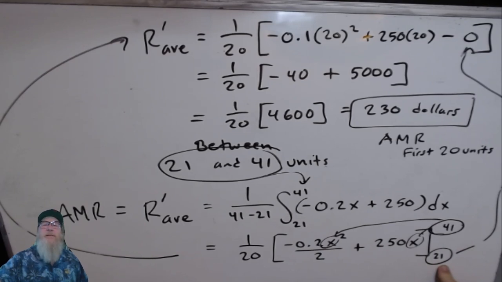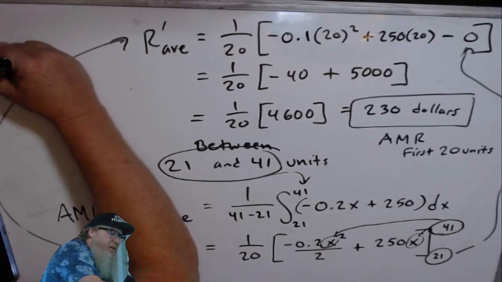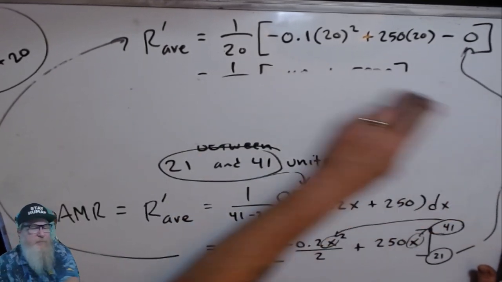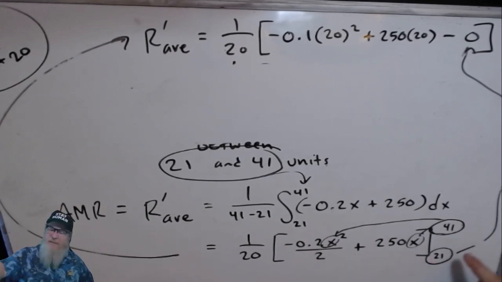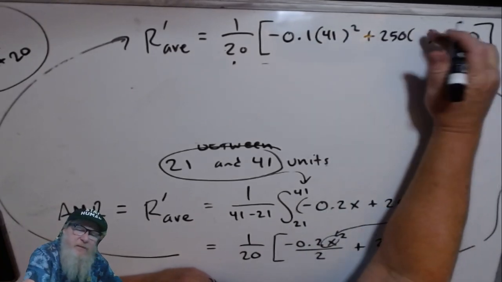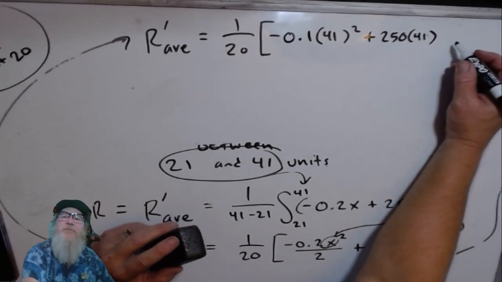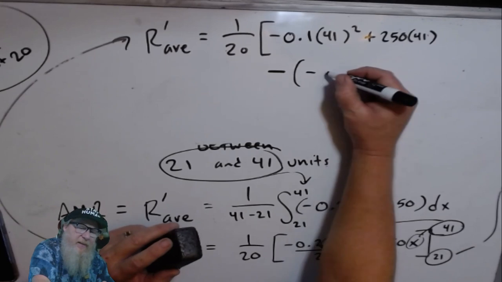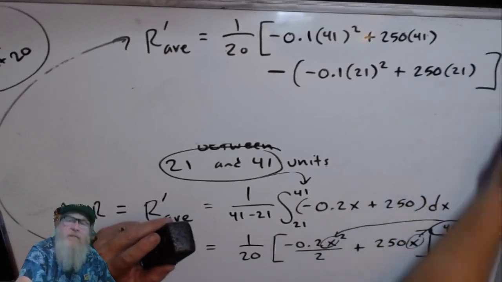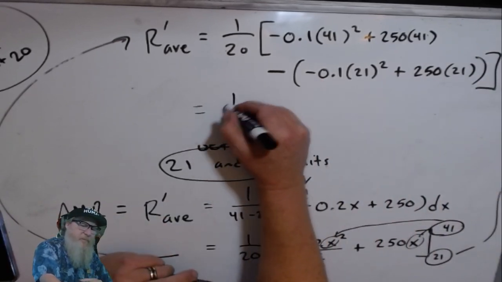All right, let me copy this down because I'm going to have to erase it. So over here out of sight, I'll put 230 AMR first 20, just to remind myself that I already had an answer there. All right, I've got my antiderivatives exactly the same. I'm just changing the boundaries now. So now I'm going to do 41 units. Now I got to be careful because I'm not subtracting nothing. I'm subtracting, and then I have to now do 21 units. So double negative there.